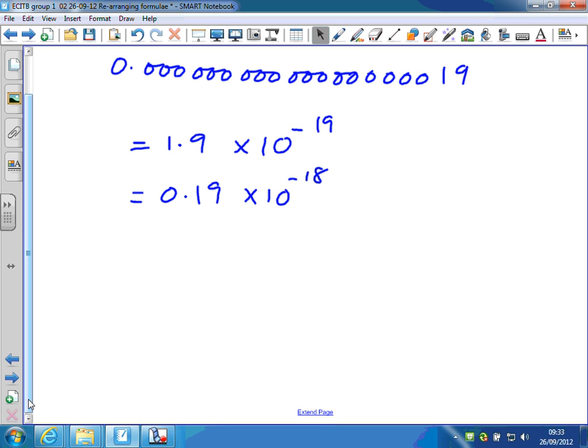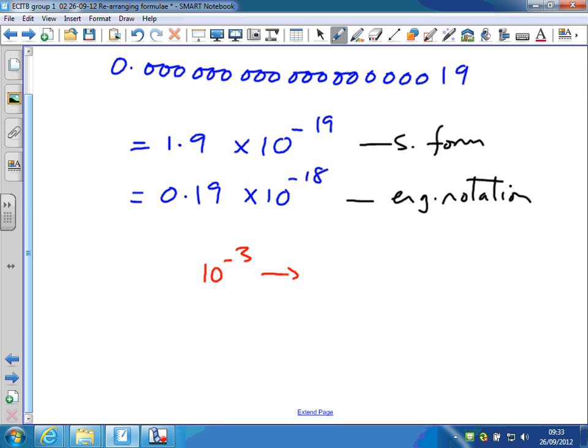This is in standard form. This is in engineering notation. And the common prefixes associated with it are 10 to the minus 3 stands for milli. 10 to the minus 6 is micro, good.